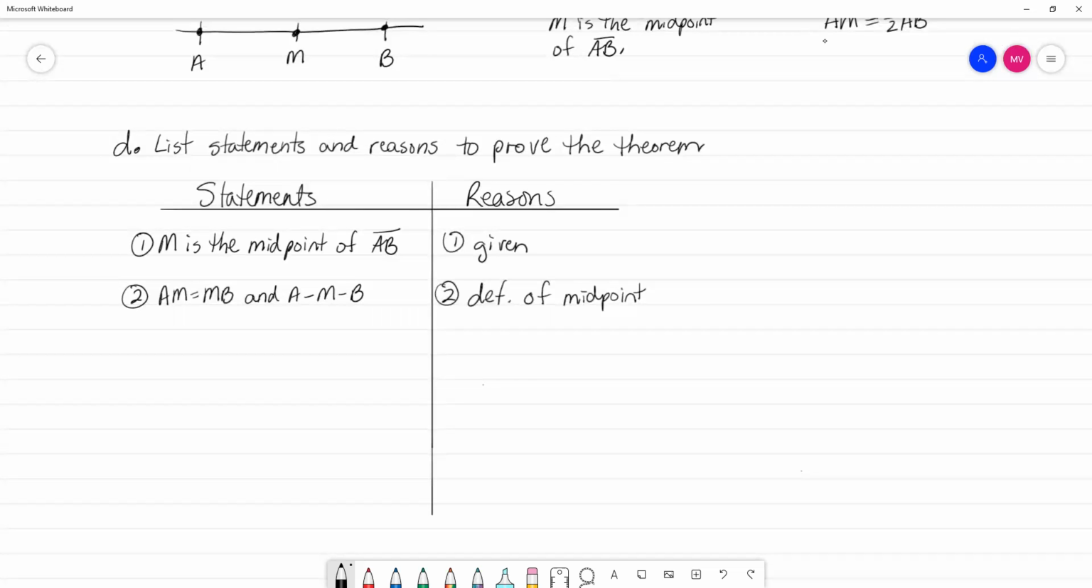So we also need to define what between means. So between, that when we add AM to MB, that equals the full length of AB. So this is the definition of between.